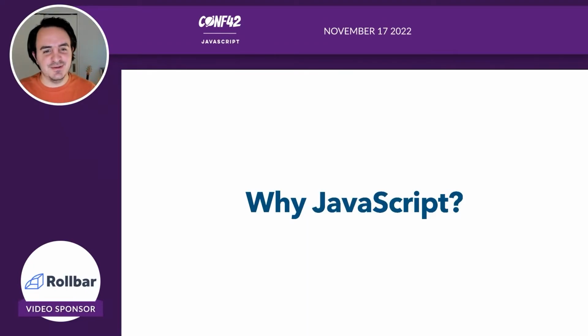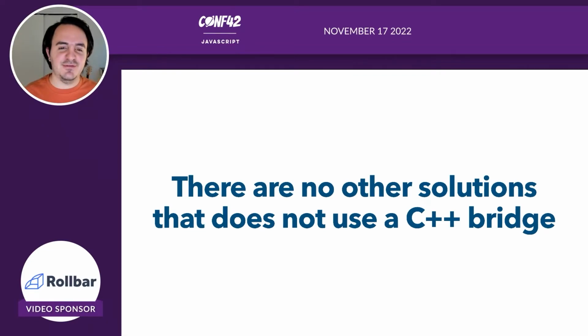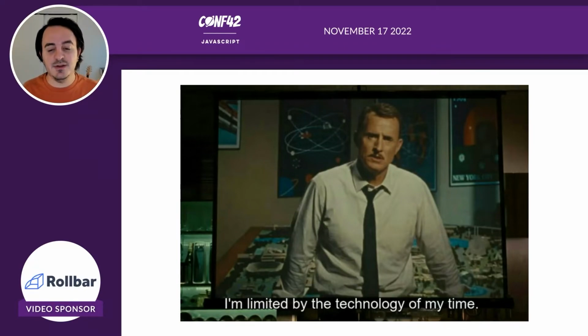So why JavaScript? There were three main alternatives that we thought of. We could use C++ and Rust through WebAssembly, we could use Node API with C++, or we could just write it in JavaScript. The existing implementation is C++. We tried WebAssembly and did some benchmarks, but it was slow. So there is no other solution that does not use the C++ bridge. I'm kind of limited by the technology of my time.